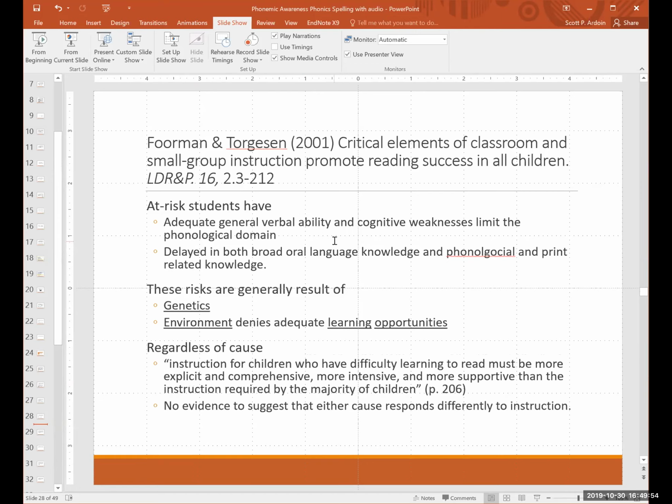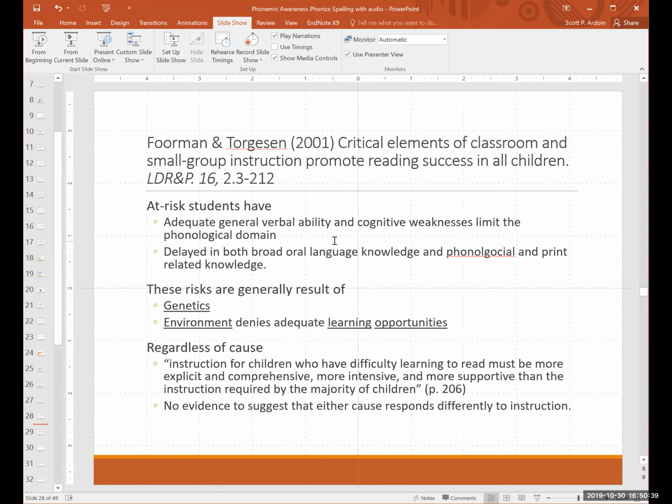So this study goes on to suggest that at-risk students have adequate general verbal ability, but cognitive weaknesses limit their phonological domain. They're delayed in both broad oral language knowledge and phonological and print-related knowledge. So those are some of the characteristics of individuals who are at risk for developing later reading disabilities. They have adequate general verbal ability, just adequate, not great, but have cognitive weaknesses that limit their phonological domain, and they're delayed in both broad oral language knowledge and phonological and print-related knowledge, okay?